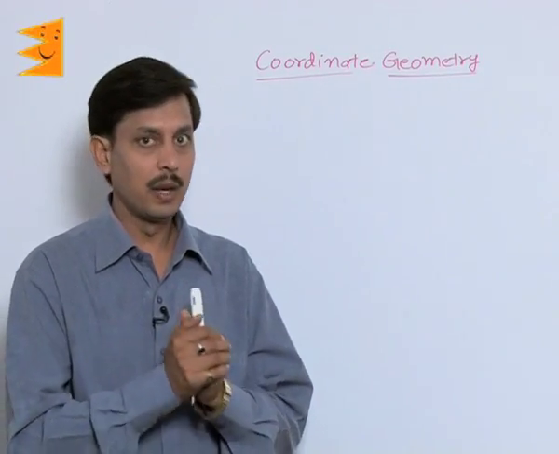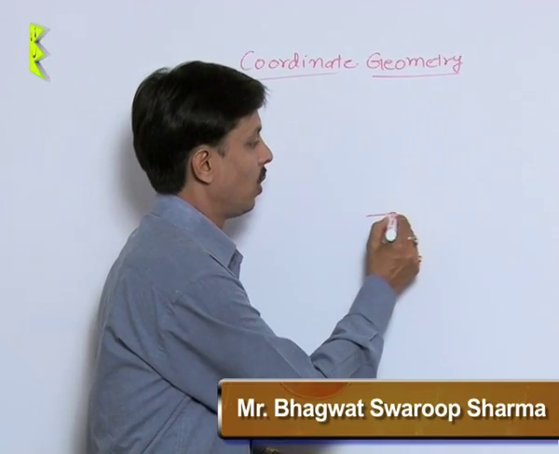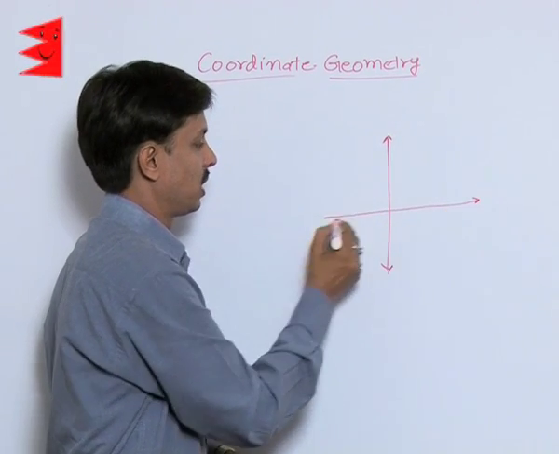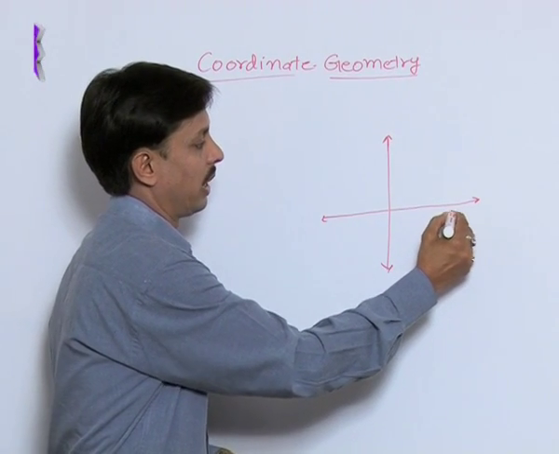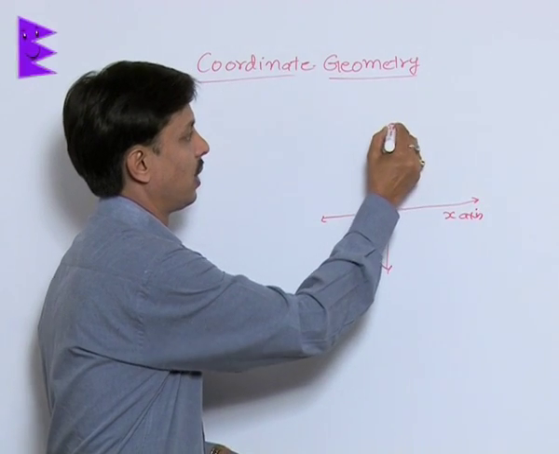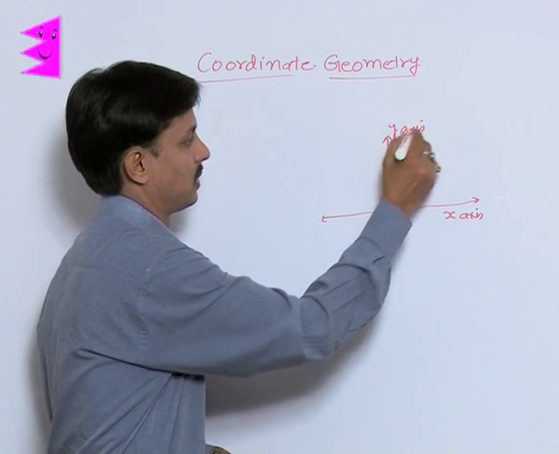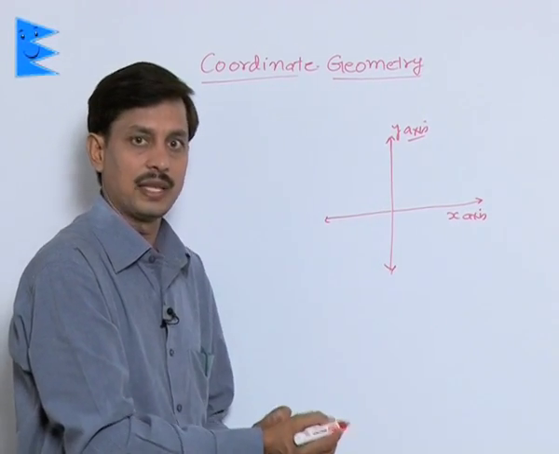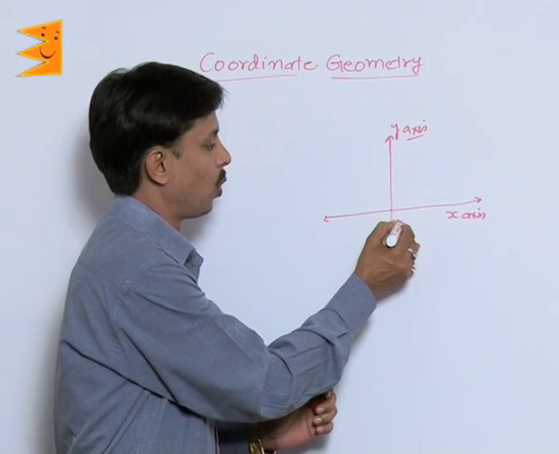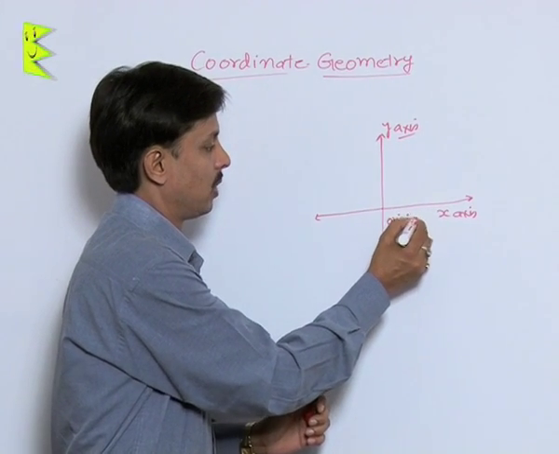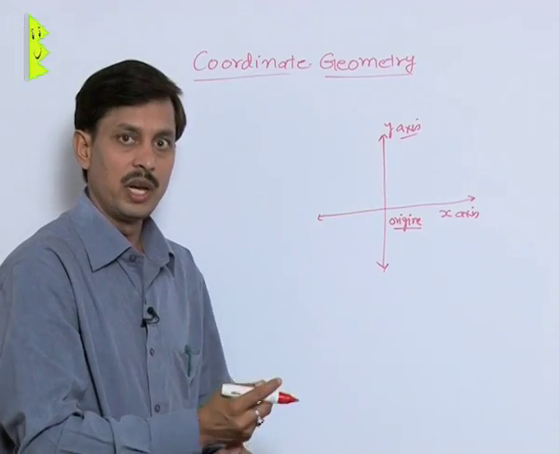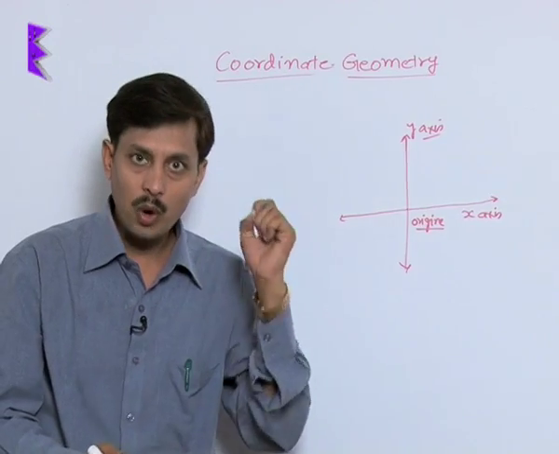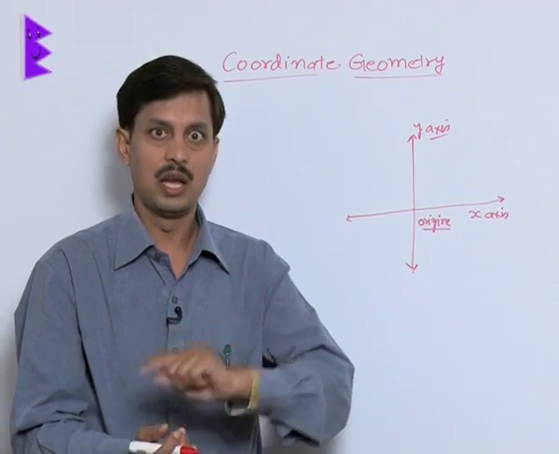Now, in a plane, if we draw one horizontal line and another vertical line, perpendicular to each other, the horizontal one is known as the x-axis and the vertical one is known as the y-axis. The point of intersection of the x-axis and y-axis is known as the origin. This is the origin.